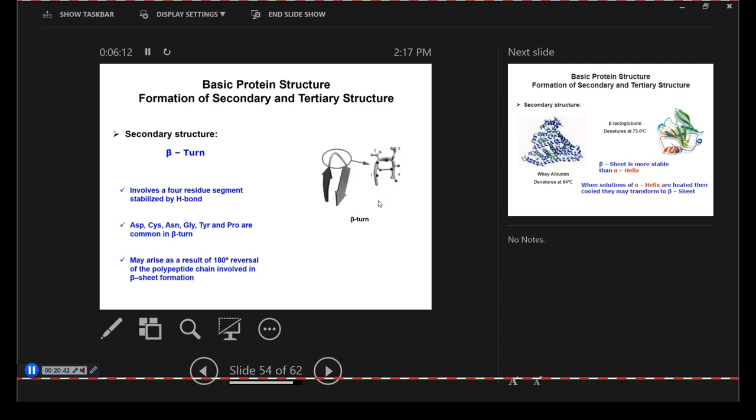Keep this general information in mind, but when we start talking about different sources of protein and processing, I will remind you of what we talked about regarding interchanging between secondary structures. We'll give you more examples as we go. Okay?